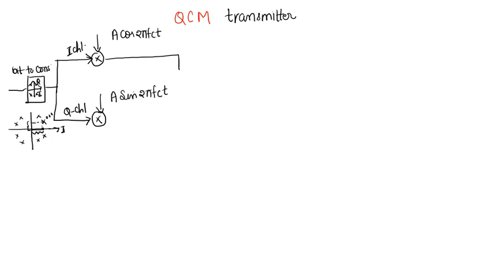And then we subtract the Q channel information from the I channel information and then we transmit it. So this is the transmitted signal. There is one more way you will find in books, where they normalize the energy of this signal.